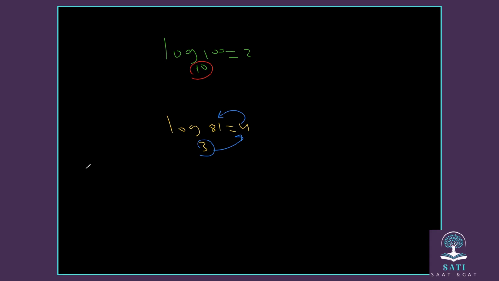in some cases, no need to write it. That means if I write it like log 100 equals 2, and I'm not writing a base here, so whenever you see log written without a base, you need to know that the base is 10.